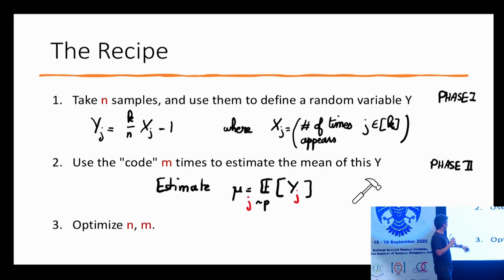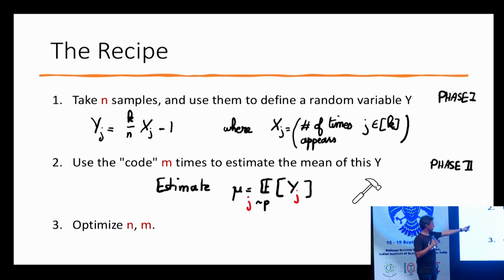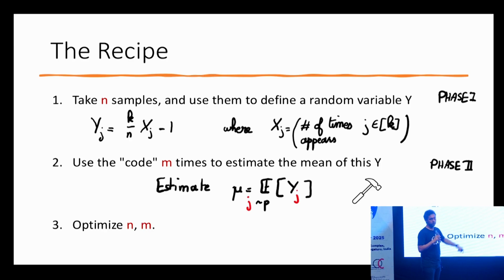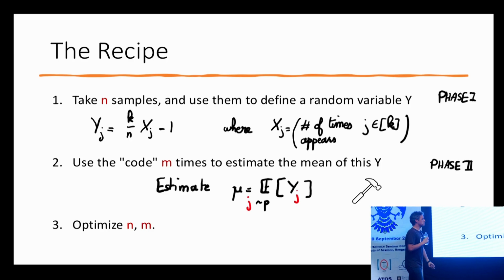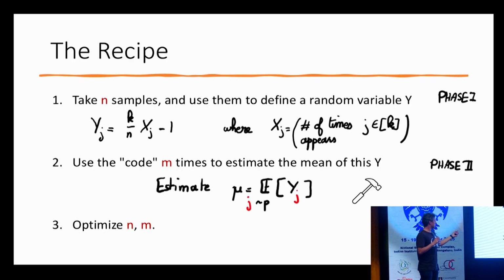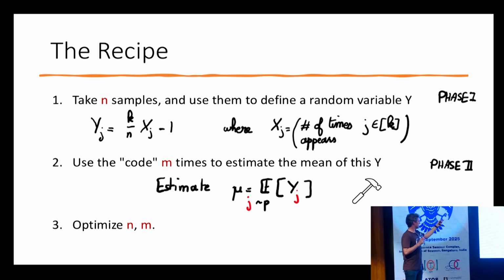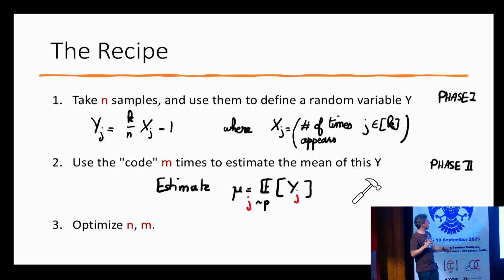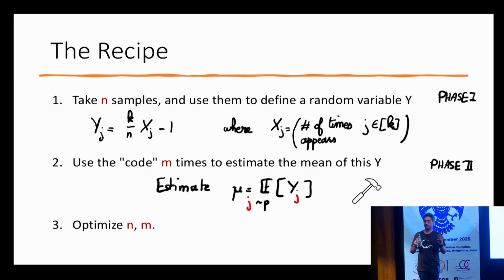So that's the thing for phase 1. And then we want to estimate mu, which is, well, the expectation when I take j according to p of yj. If I can do that, I'll be good, because it's not too hard. This is a one-line computation to see that over the randomness of phase 1, the expectation of y is exactly the chi-square divergence I want.